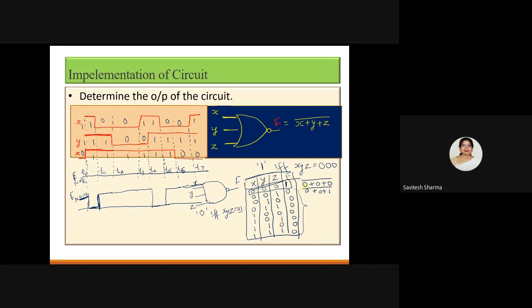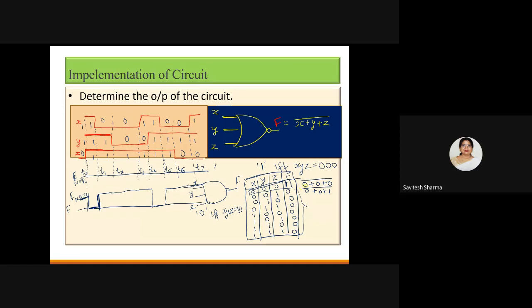Okay, so this output you will get if you consider a combination of x, y, z. Based on the logical operation you will get a timing diagram. So you see the difference of the logic circuit. Here this is the output for the NOR gate, and here this is the output for the NAND gate. So for the same input, as your logic operations are different, your outputs are different.